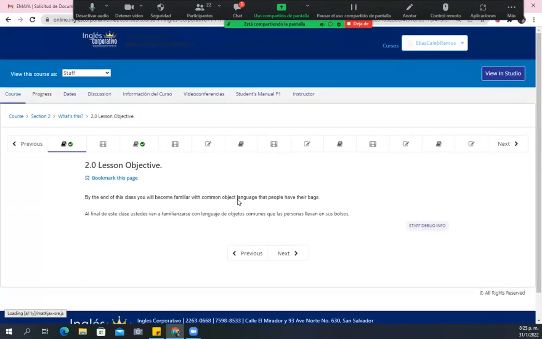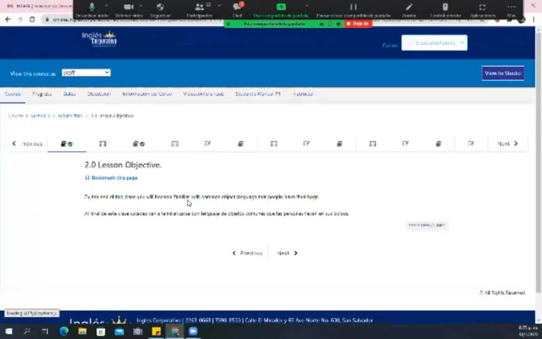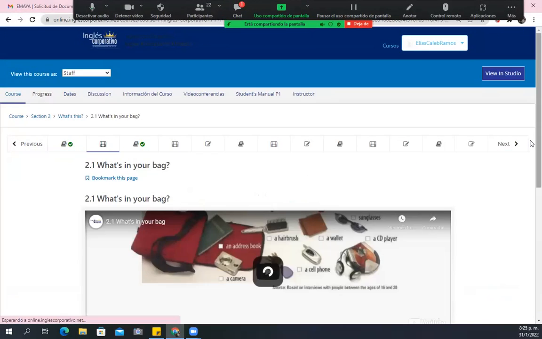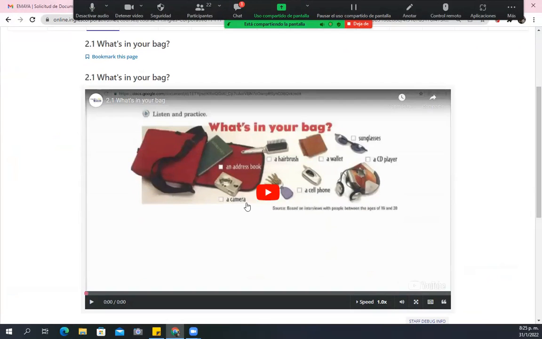Aquí dice, okay. By the end of this class, you will become familiar with common object language that people have in their bags. Yes. Let's check this out.